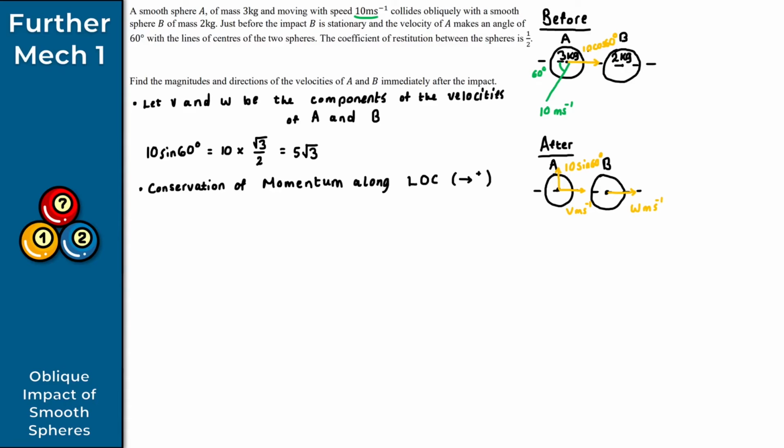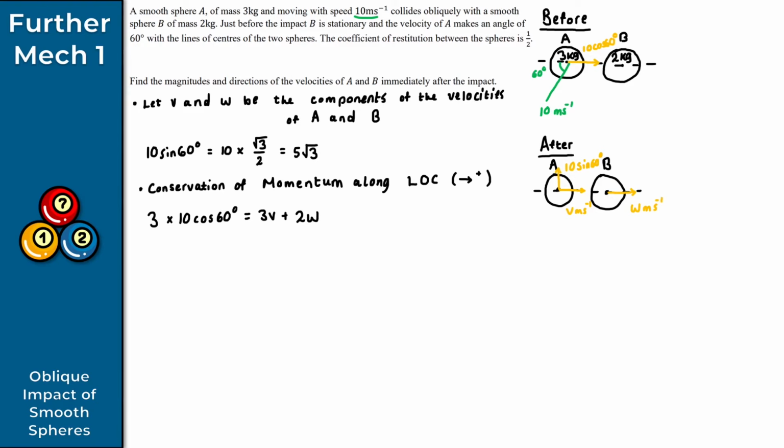I'm going to get 10 cos 60 times by 3. So 3 times by 10 cos 60, like so. And that is equal to, so the mass here won't change, right? So this mass here is also 3. So 3 times by V, that's positive because it's acting to the right. So 3V plus 2W. The mass here is 2. So 2 times W, we get 2W.